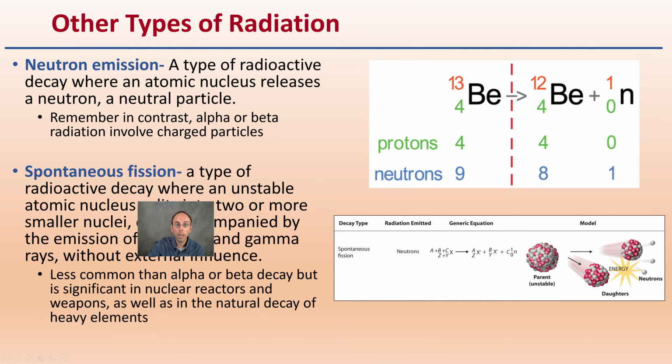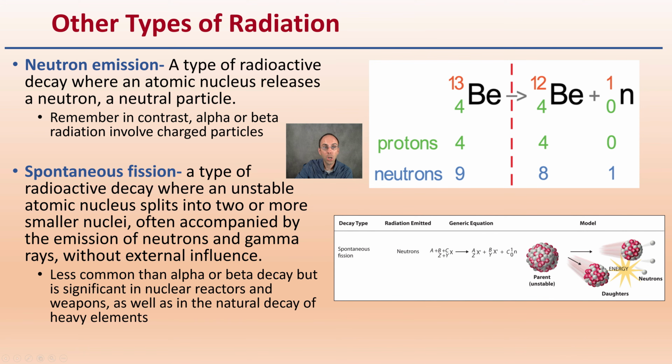There are other types of radiation. There's also neutron emission, which is a type of radioactive decay where an atomic nucleus releases a neutron, which is essentially a neutral particle. Remember, in contrast, alpha or beta radiation involves charged particles. And there's also spontaneous fission, which is a type of radioactive decay where an unstable atomic nucleus splits into two or more smaller nuclei, often accompanied by the emission of neutrons and gamma rays, without external influence.